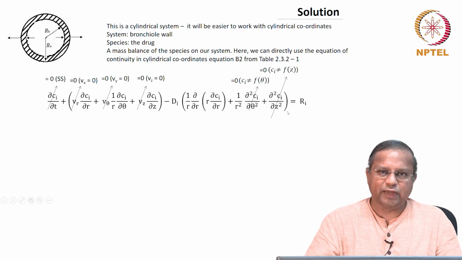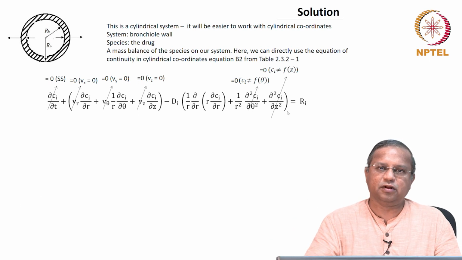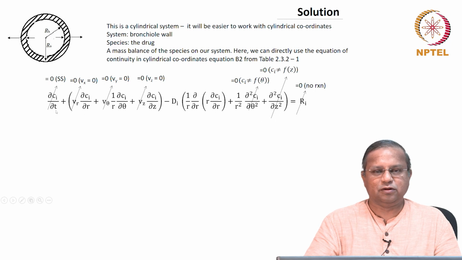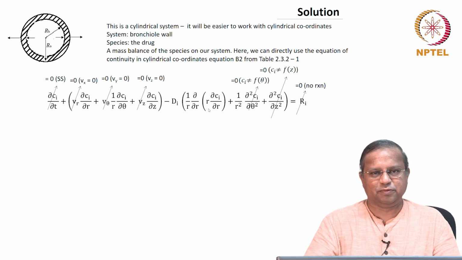And of course, there is no reaction happening here. It is a simple diffusion, a simple transport of the drug from the inside of the lumen to the outside of the lumen, and therefore that goes to zero. So, in one step, just by cancelling the terms, we have the relevant equation that we need to consider. That makes it simple.